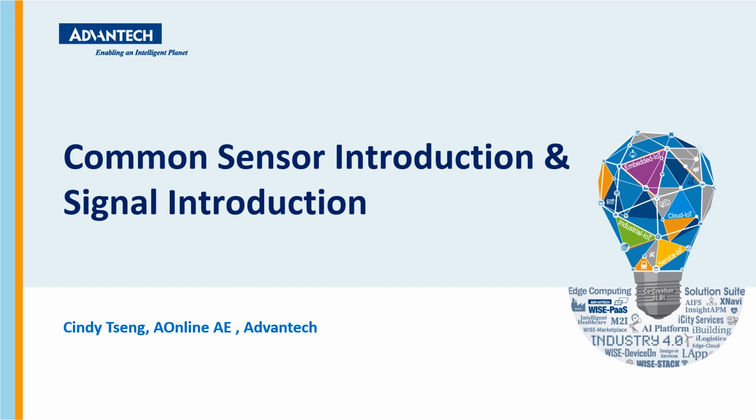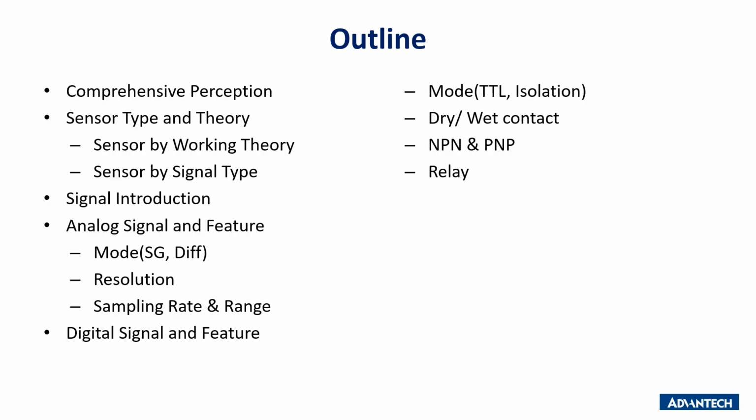In this topic we will talk about the common sensor introduction and signal introduction. The outline of this presentation will go through these 5 chapters. First is the comprehensive perception. In this topic we'll talk about what is the actuator and the sensor. Second, we are going to talk about the sensor type and the theory. After all the introduction, we will talk about more detailed features of the analog and digital signal and sensor.